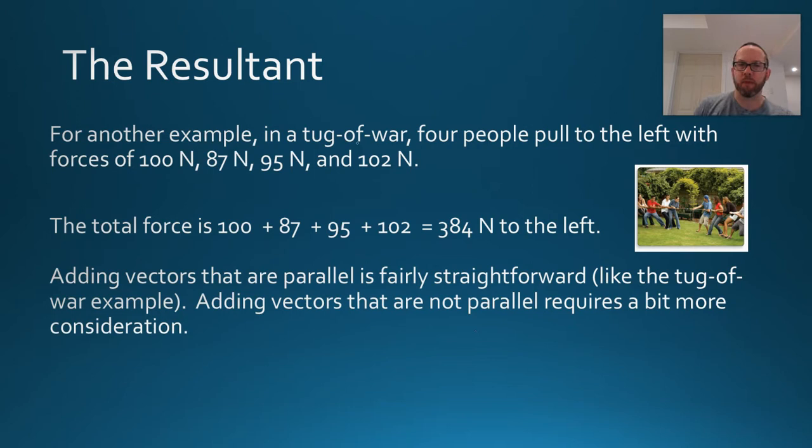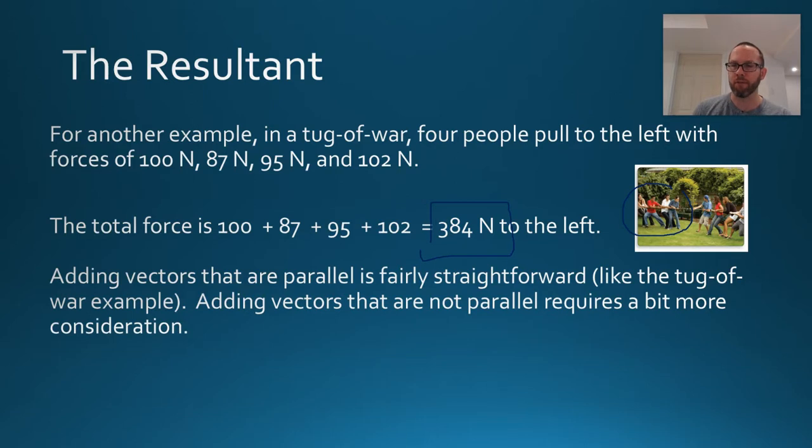Here's another example. Imagine you had 4 people on the same team pulling left with forces of 100 newtons, 87 newtons, 95 newtons, and 102 newtons. And newtons is the unit of force. So they're all acting in the same direction. Those 4 people pulling those 4 forces, it's as if one person was pulling with a force of 384 newtons. Now, adding vectors like this that are parallel is really easy because all of these vectors pointed left and we just had to add up all the numbers.